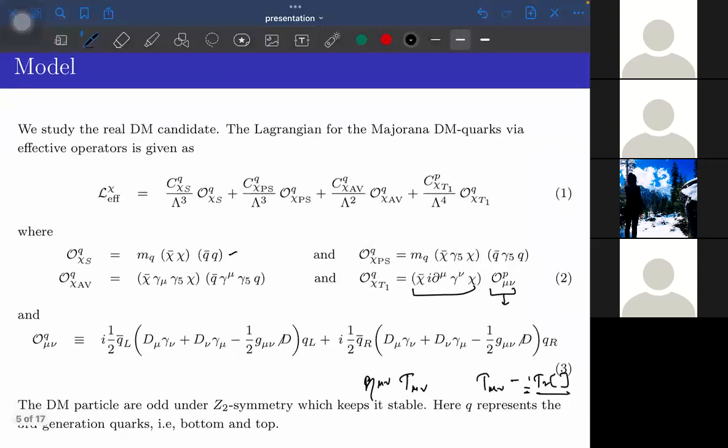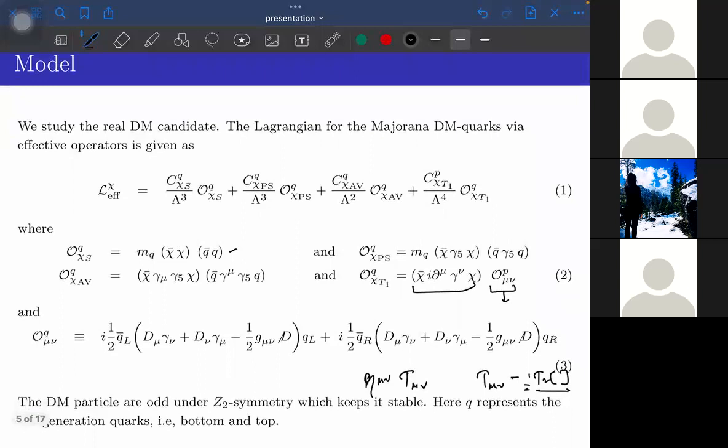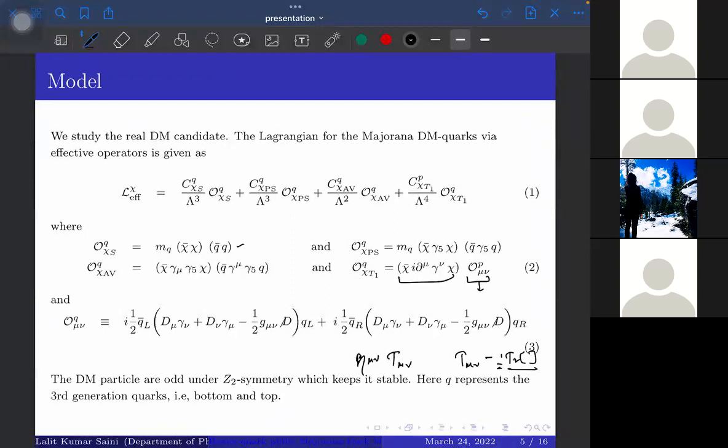No. Actually, I am taking this Z2 symmetry. So if this is odd, I cannot write an operator that has an odd number of chi's. Why do we need this? Otherwise the dark matter will decay. I'm not considering the decay case.